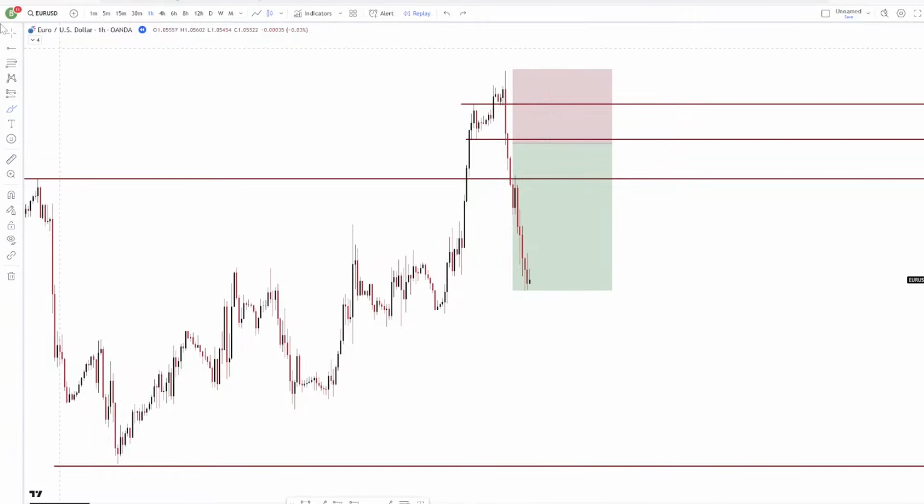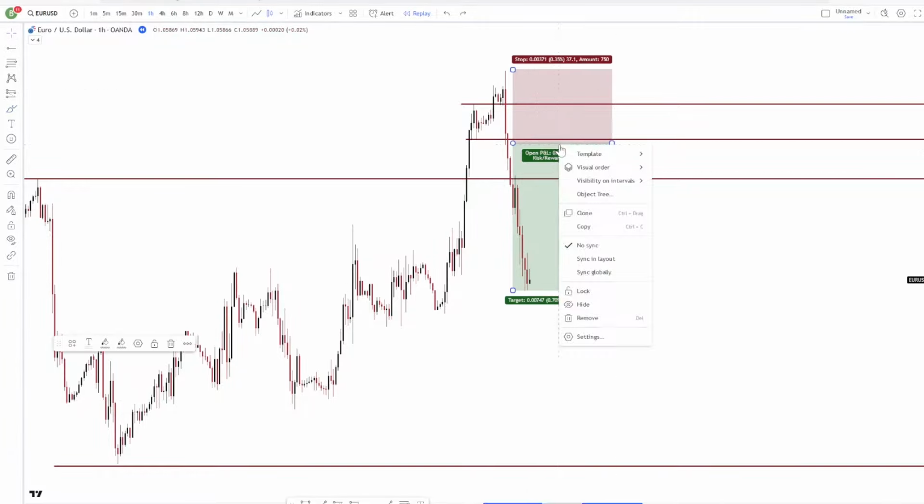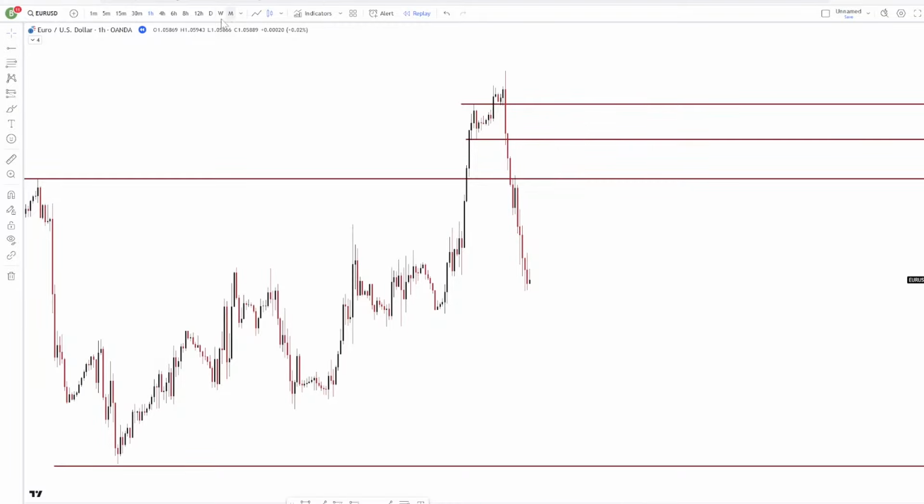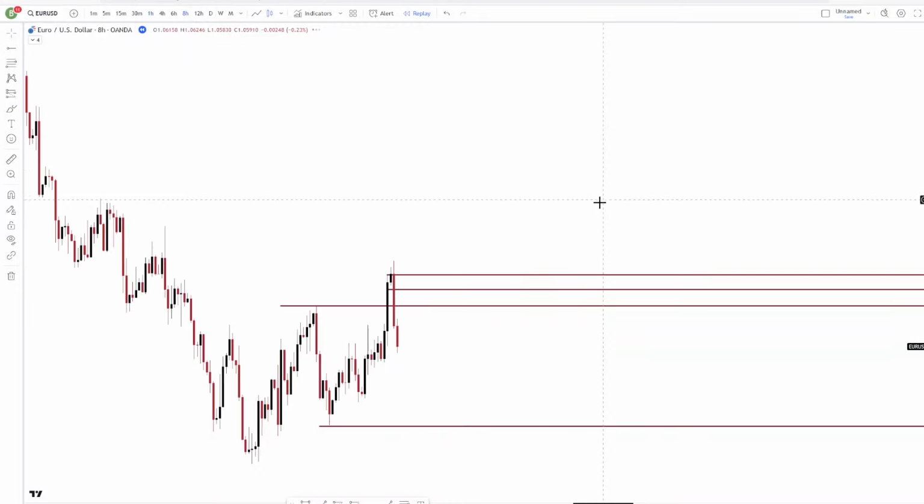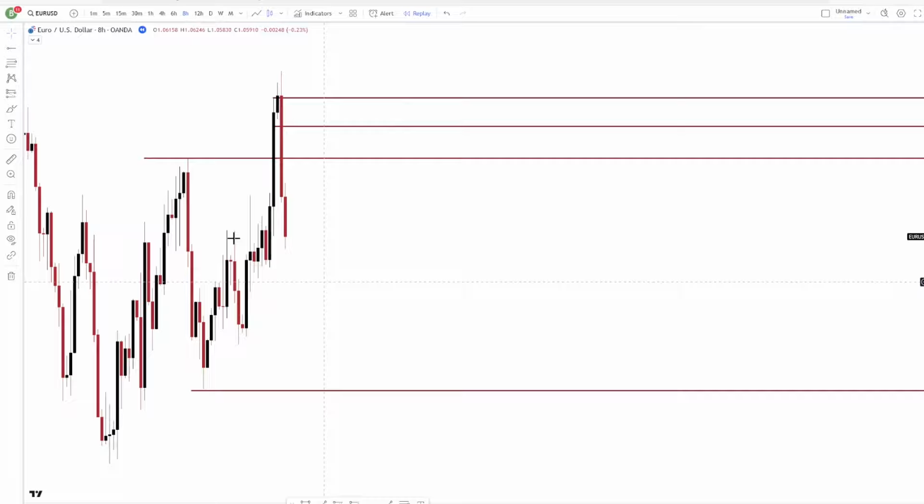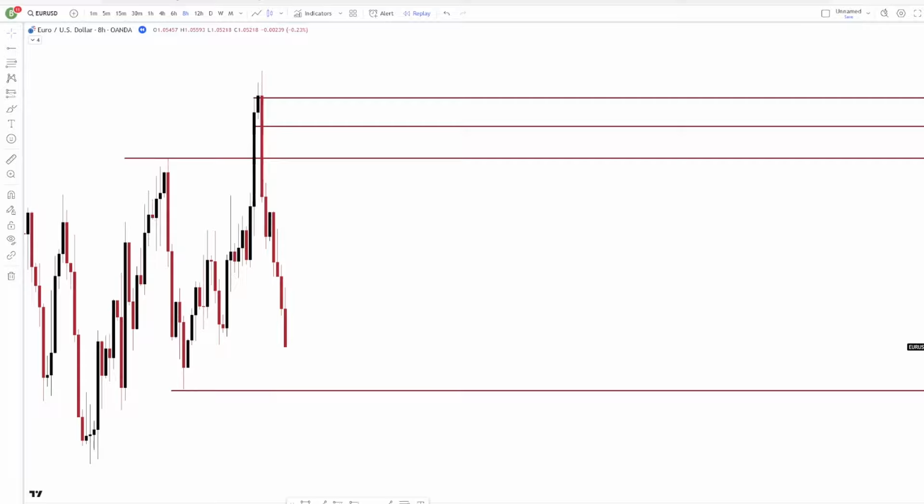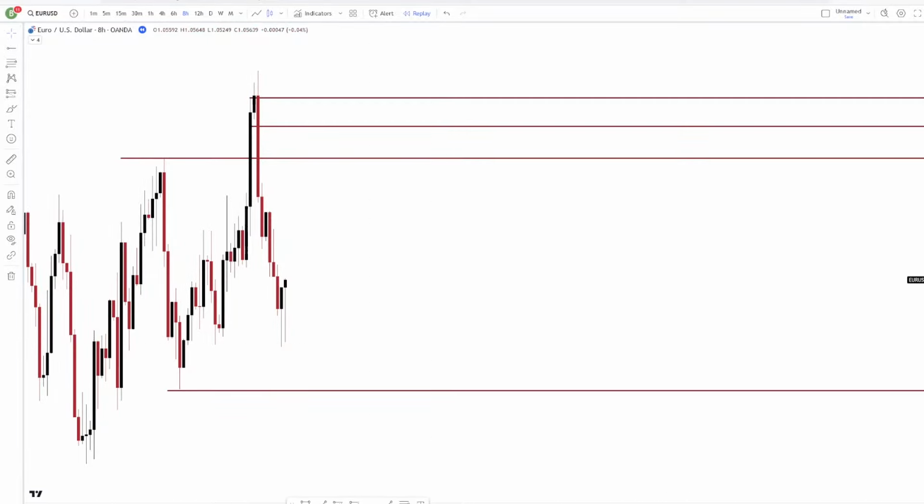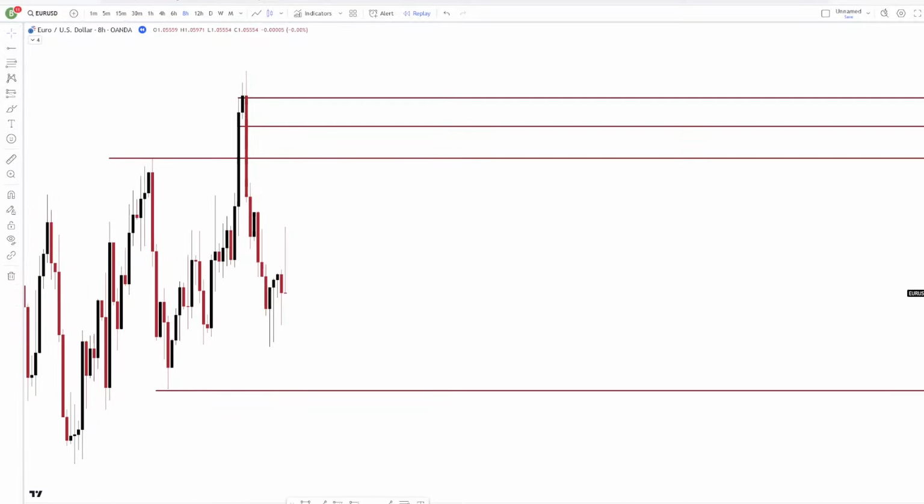So let's go on a higher time frame and see what happened. Oh, it did give us our 4-1. Okay. So now, where are the buyers trapped?